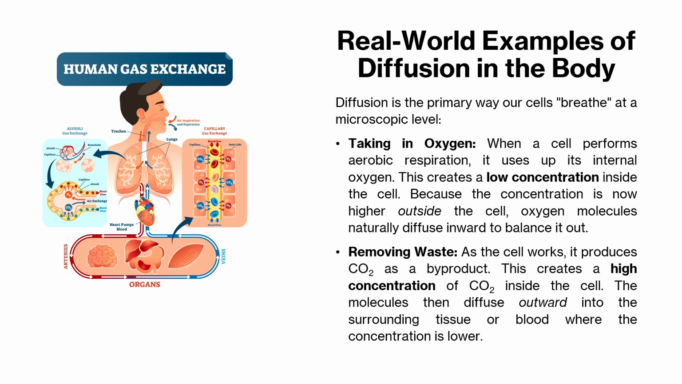But respiration has a byproduct also, that is carbon dioxide. As the cell works, carbon dioxide builds up, creating a high concentration inside your body. So now the gradient is reversed. The carbon dioxide molecules diffuse outward into the surrounding tissue or blood, where the concentration is lower. So this constant swap, oxygen in, carbon dioxide out, is happening in trillions of cells in your body right now. It is a perfect, elegant system driven entirely by the simple laws of physics. No energy spent, just pure efficiency.